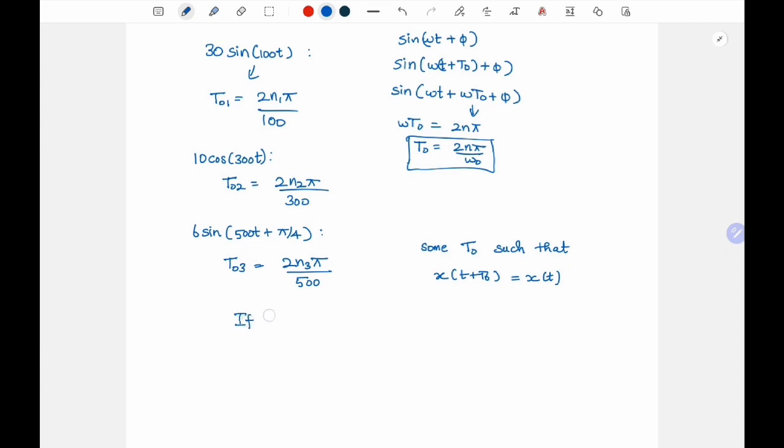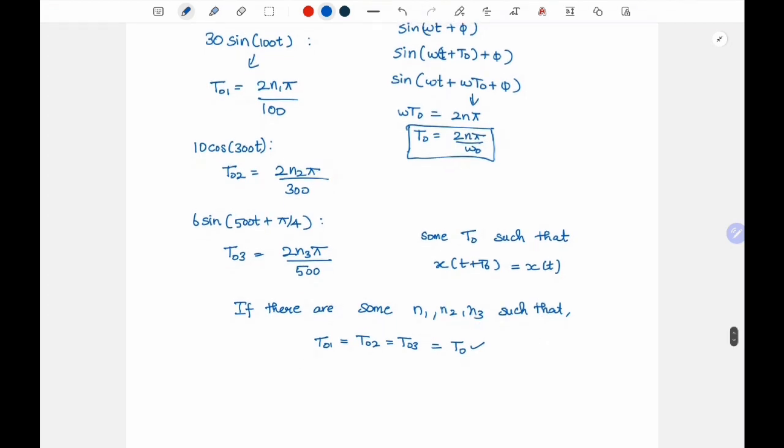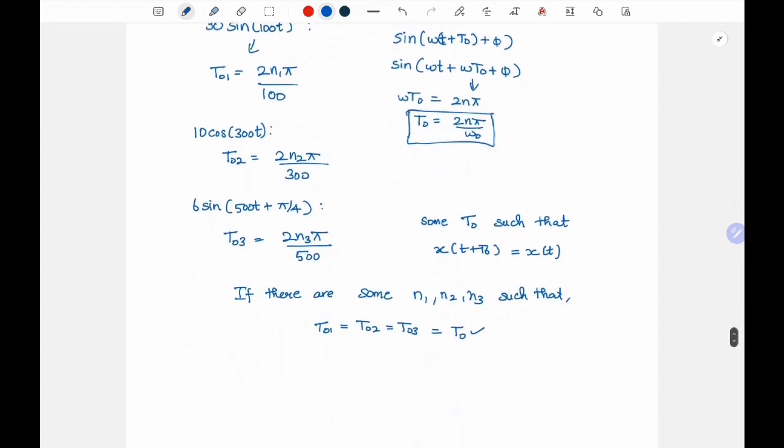So if there are some n1, n2, n3 such that t01 is equal to t02 equal to t03 equal to some t naught, then we can say this x of t as a whole itself is periodic at this t naught, right? So this is the condition. So you can actually take a moment to appreciate this fact, and then we'll proceed. Feel free to pause the video.